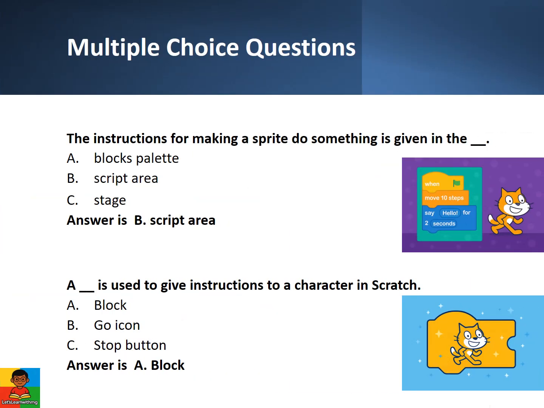Question: the instructions for making a sprite do something is given in the blank. Options: A. Blocks palette, B. Script area, C. Stage. The correct answer is B. Script area. Next, a blank is used to give instructions to a character in Scratch.